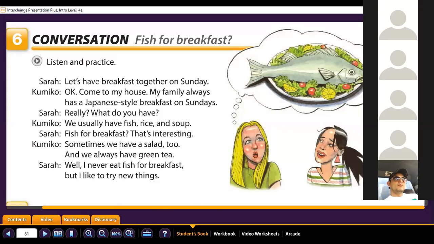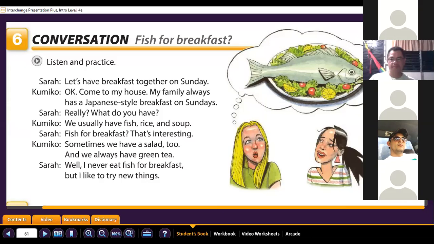Okay, one more time. We usually have fish, rice, and soup. Fish for breakfast. Fish for breakfast. That's interesting. That's interesting. Okay. Fish for breakfast. That's interesting.